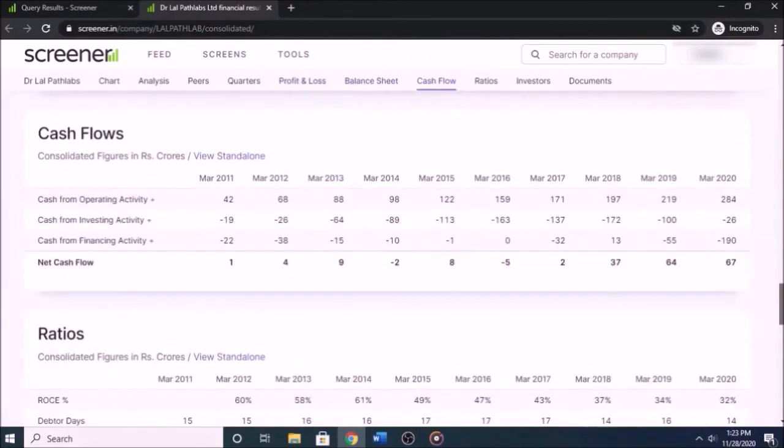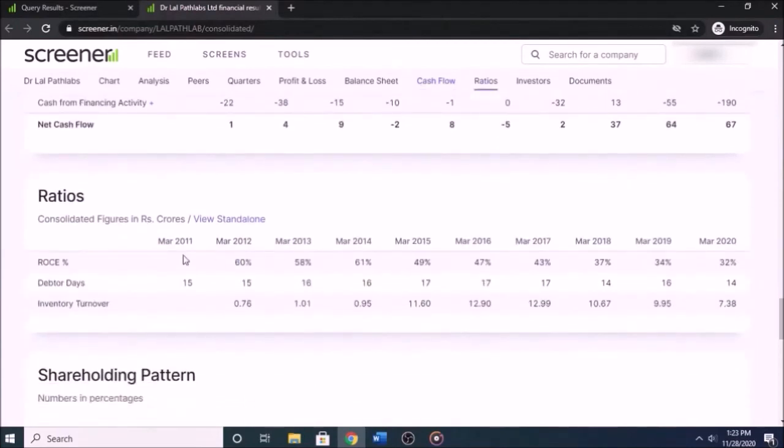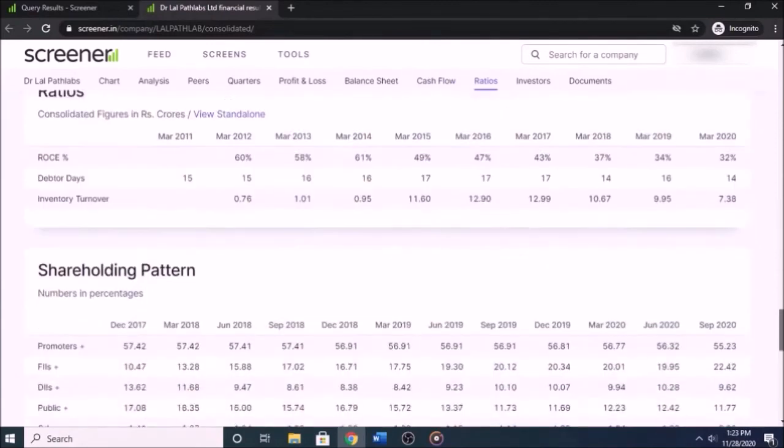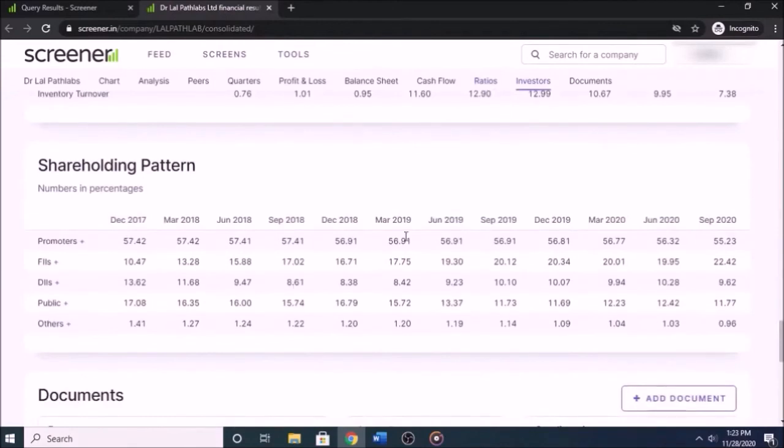Scroll down further. This is the one that I was talking about, cash from operating activity. Right? How much cash are they generating from their main business activity? If you see here, over the past 10 years, it's growing at a good pace. Similarly, net cash flow is also good. Their return on capital employed, if you see here, the minimum that they've got is 32%. It's really great. If it's about 20, I would consider it really great, right? Shareholding pattern, promoter holding is really great, around 55%.